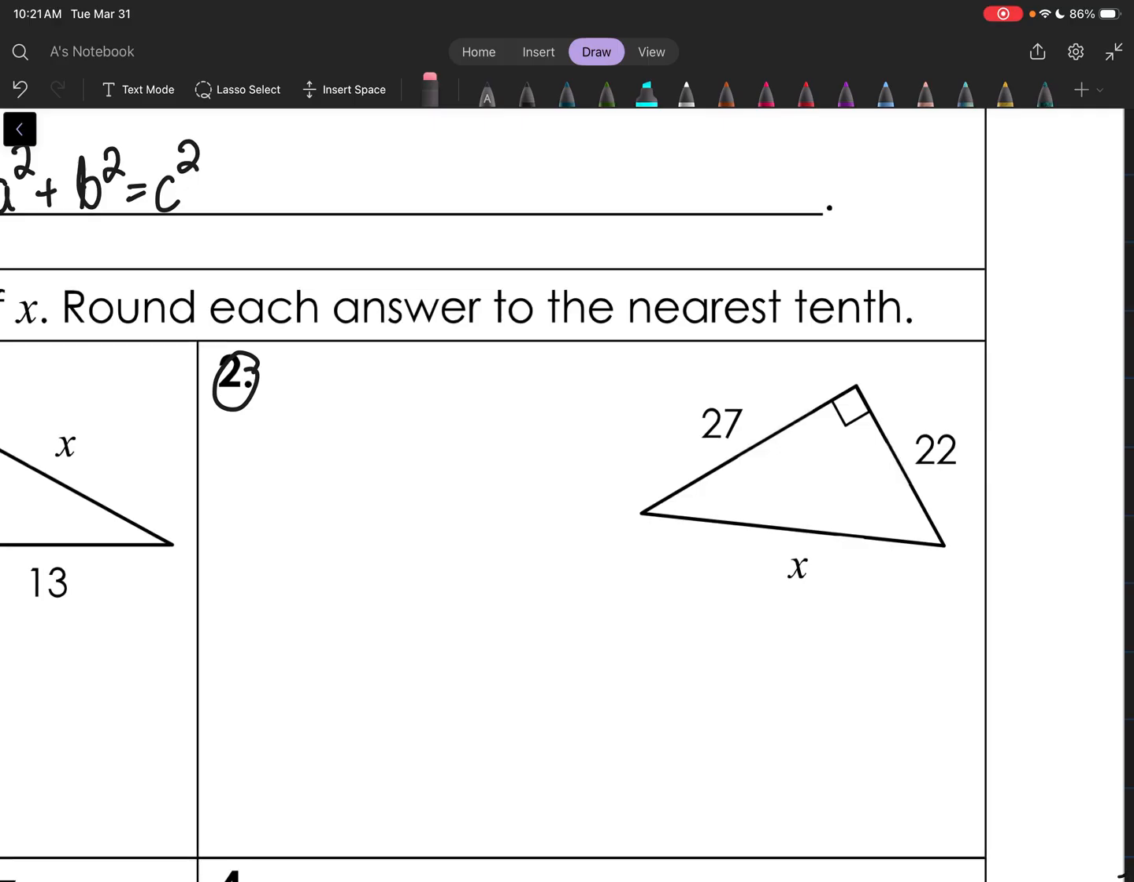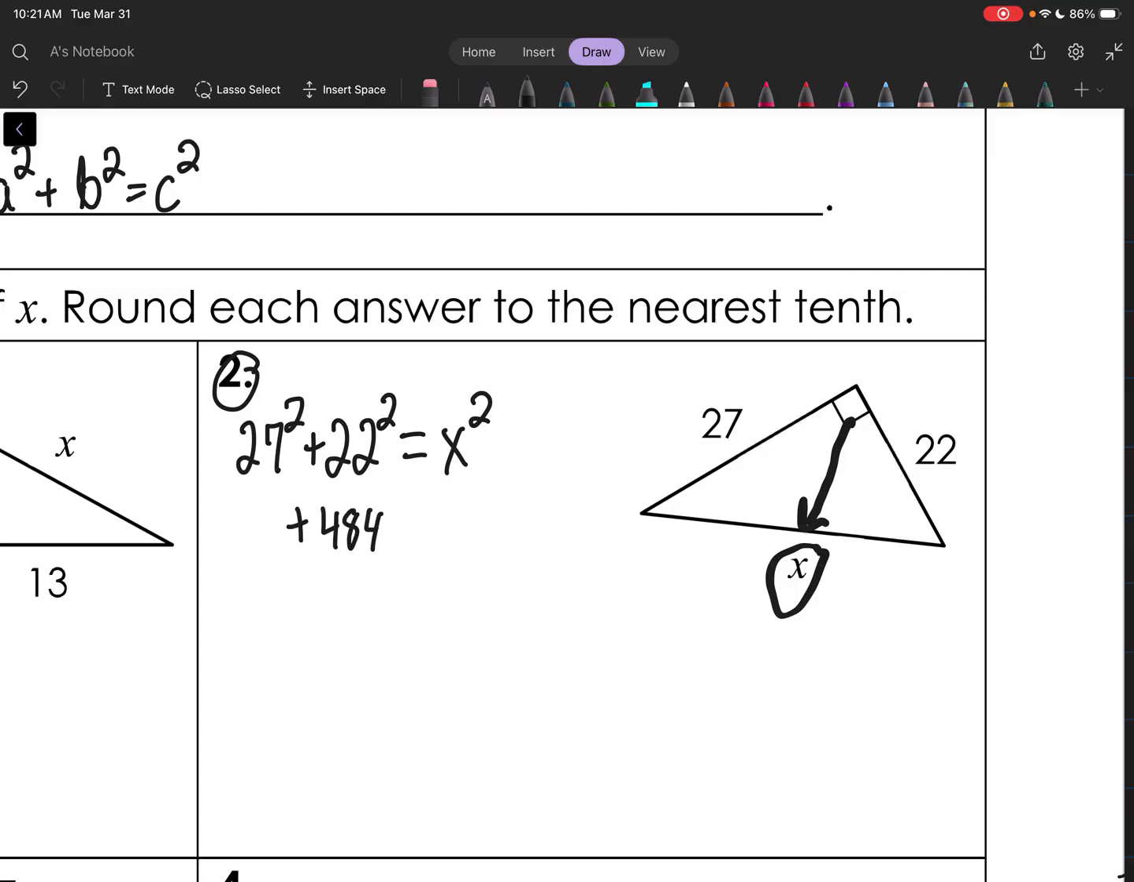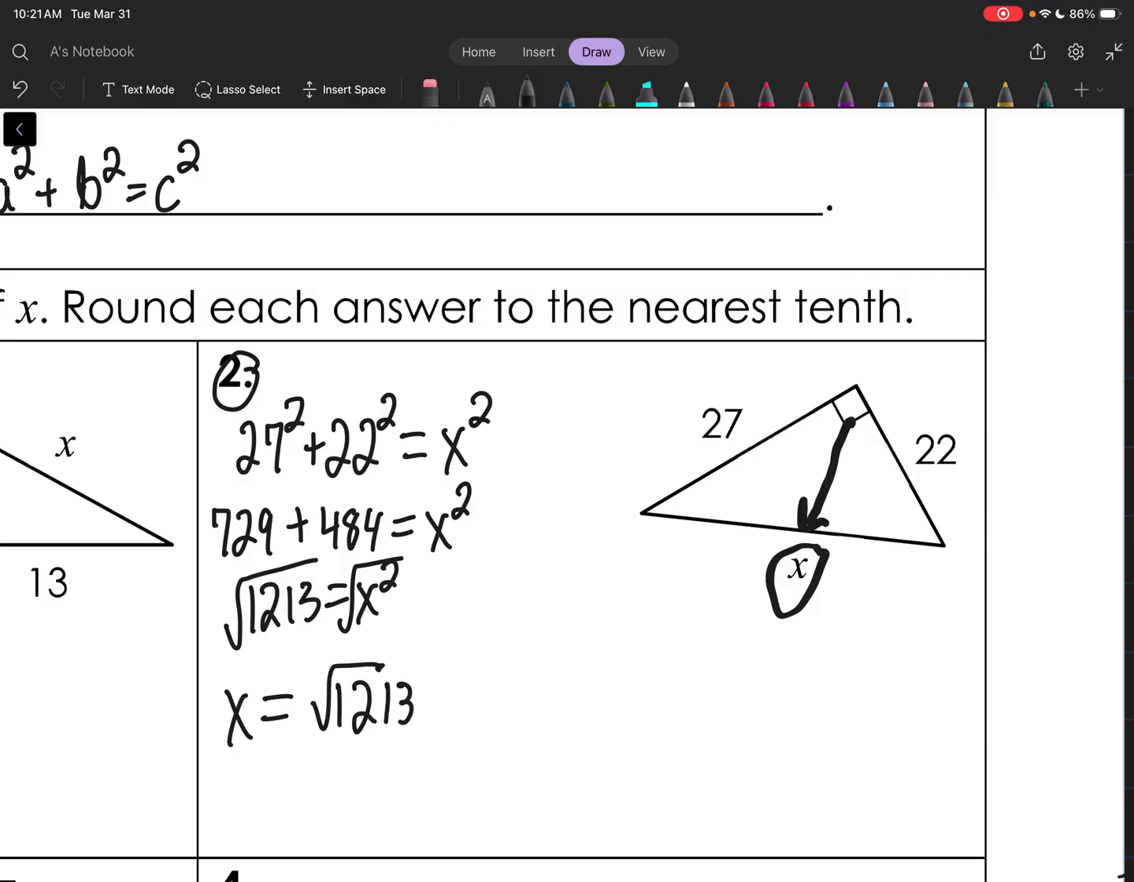To find the hypotenuse, I'm looking across from the right angle. So x is my hypotenuse. This leaves me with 27 squared plus 22 squared is equal to x squared. This is 484, and this is 729. 1,213 equals x squared. I'm going to take the square root of both sides. So x is equal to the square root of 1,213. The problem says round to the nearest tenth.